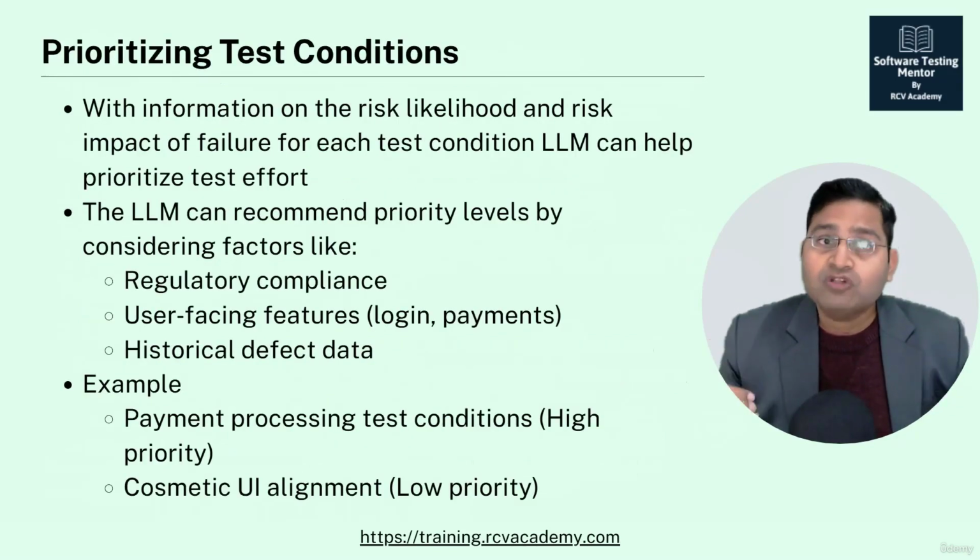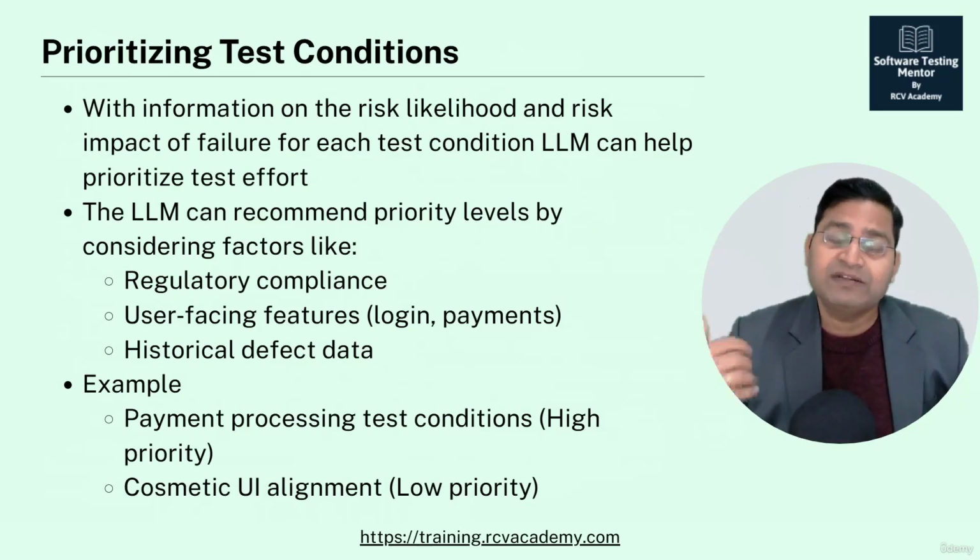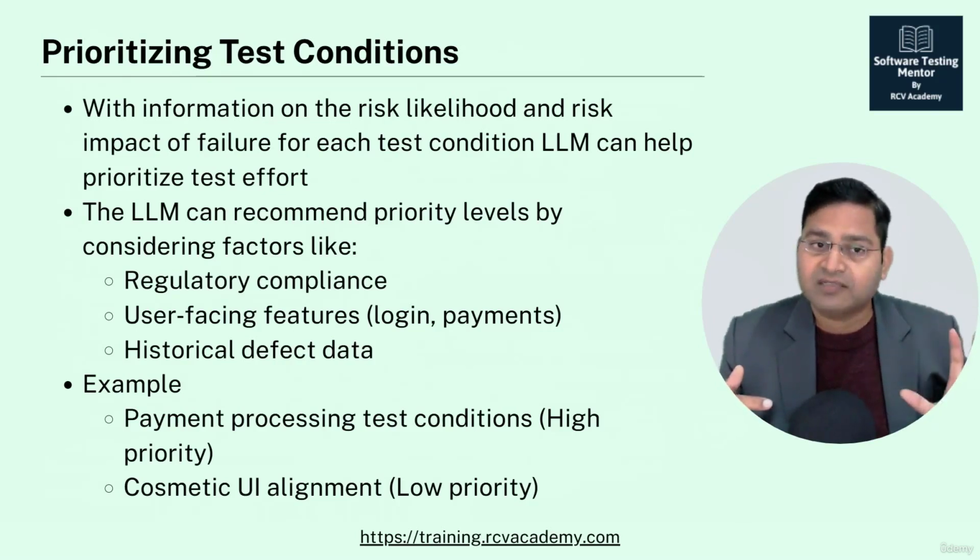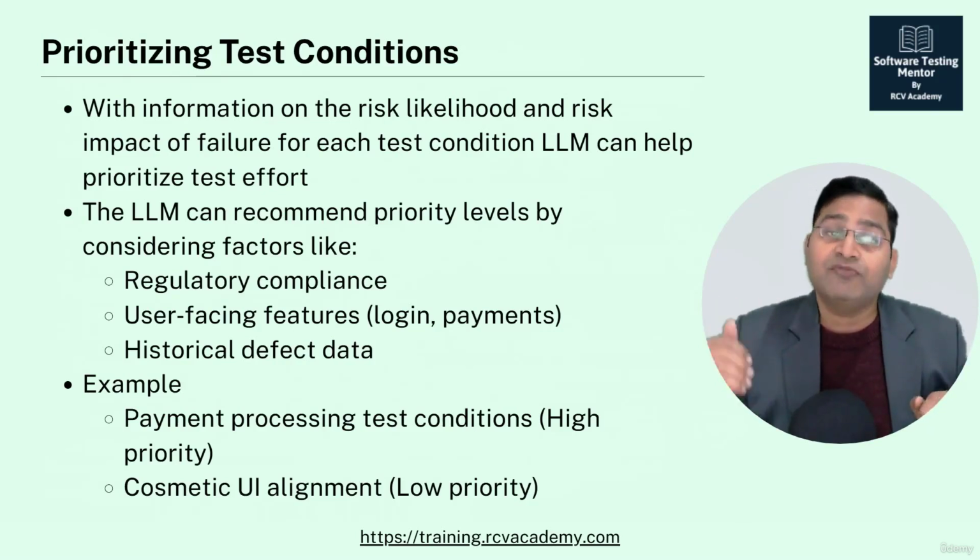Gen AI can also help you to prioritize the test conditions. With the information, for example, the risk likelihood and risk impact of the failure for each test condition, a large language model can help to prioritize the test effort. An LLM can recommend priority levels by considering certain factors like regulatory compliance, user-facing features, login, payment, and historical defect data.